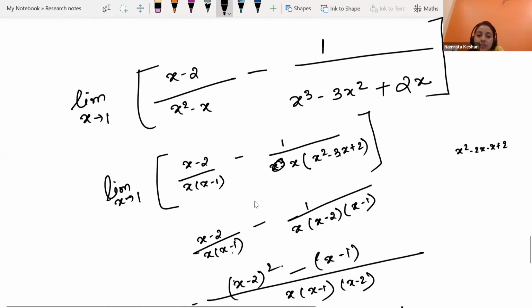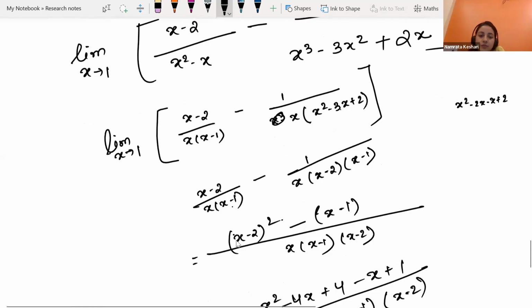Yes, the LCM we need to take. Here it will be x minus 2 square, and here it will be, oh yes, can you see here it will not be x minus 1? Ali and Alina, only one will be there. Here you are getting stuck.